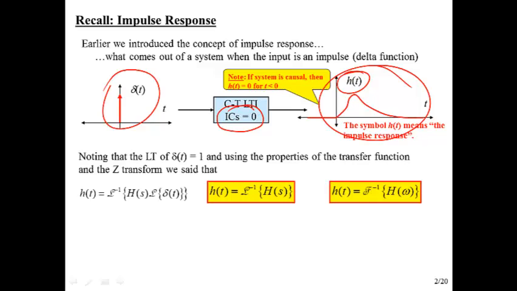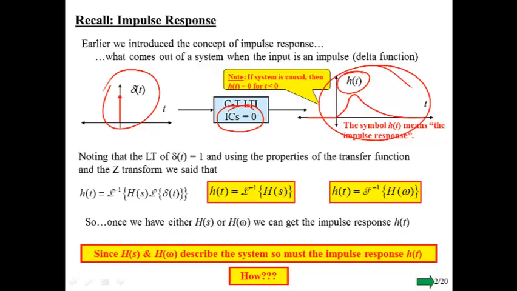And as we have said before, we can show that the impulse response is nothing more than the inverse Laplace transform of the transfer function, and also the inverse Fourier transform of the frequency response. So the transfer function and the impulse response form a Laplace transform pair. The frequency response and the impulse response form a Fourier transform pair.